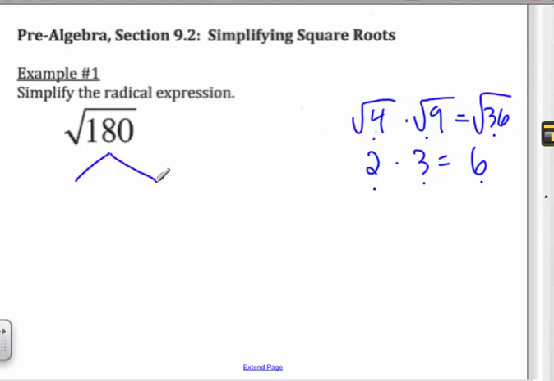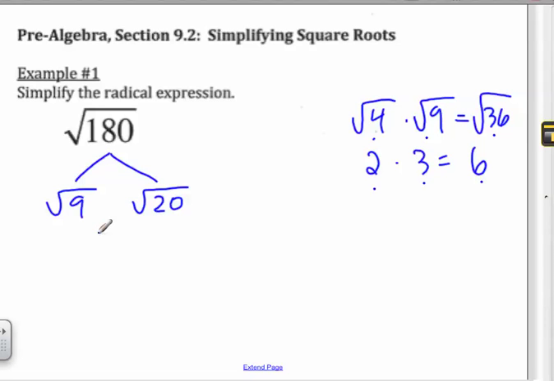Do you agree that this is the square root of 9 times the square root of 20? You agree with that? Right? Look, do you see how this is a factor tree? 9 times 20 equals 180. So the square root of 9 times the square root of 20 equals the square root of 180.